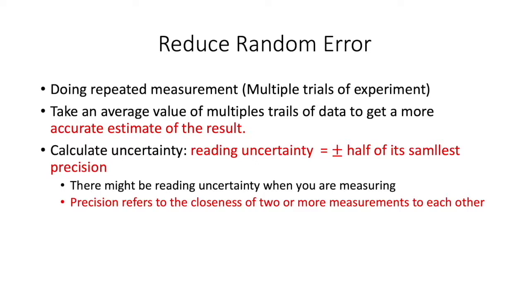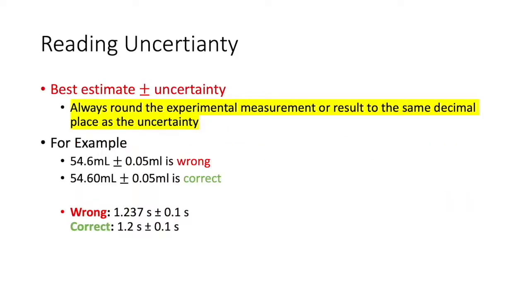And then in an experiment, you need to include uncertainty as well. When you are measuring something, there's usually a reading uncertainty, and reading uncertainty is equal to half of its smallest precision, and precision refers to the closeness of two or more measurements to each other. Reading uncertainty is always written in the form of best estimate plus or minus uncertainty. Just be careful that you always have to round the experimental measurement or the result to the same decimal places as the uncertainty.